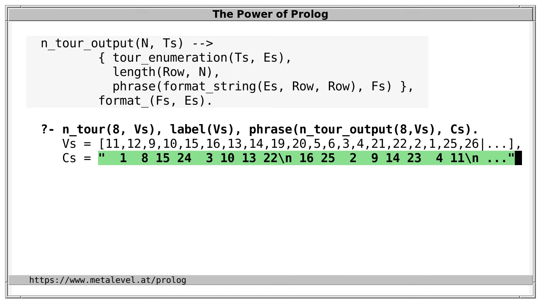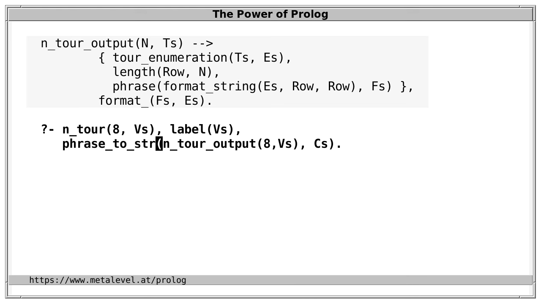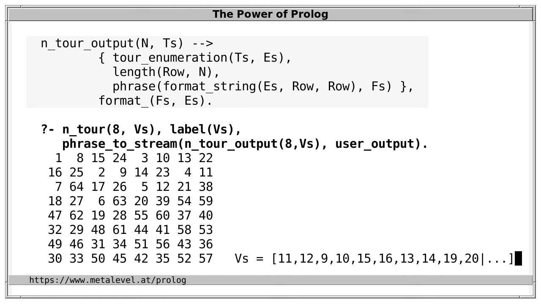So we benefit here from the usual advantages we get from separating the description of the output from actually emitting the output on the terminal or to a file or network connection and so on. Because in this way we can easily reason about the output and test it, because it's available to us as a Prolog term. And if we really want to write the output, for instance to the terminal, then we can use phrase to stream to write the described characters to a stream, such as user output. And in our case we get this.